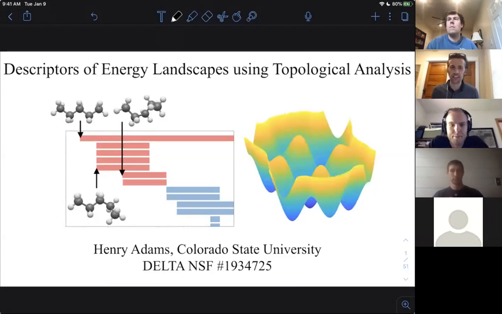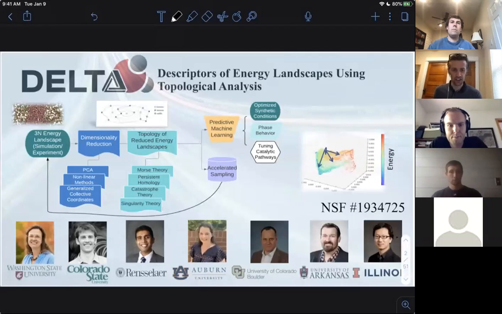So the title of my talk is Descriptors of Energy Landscapes Using Topological Analysis. It's also the name of a recent grant that I'm part of, mostly with chemists, just a couple of mathematicians, of which I include myself. I'm in the math department. So here are the folks on our team.